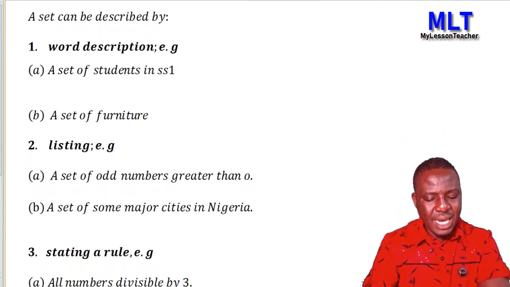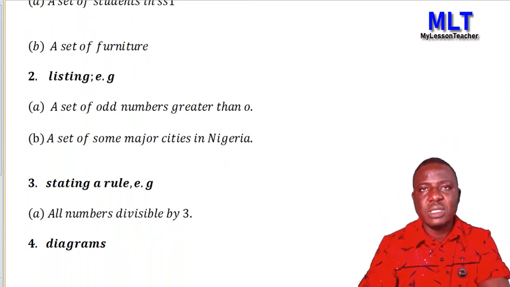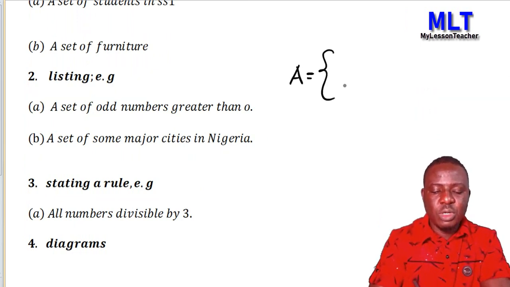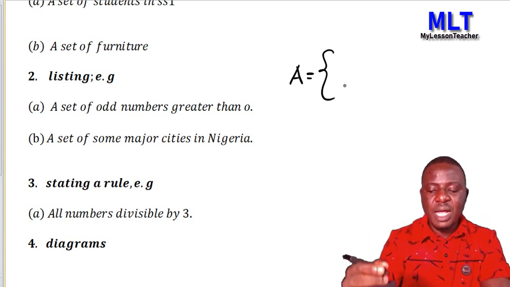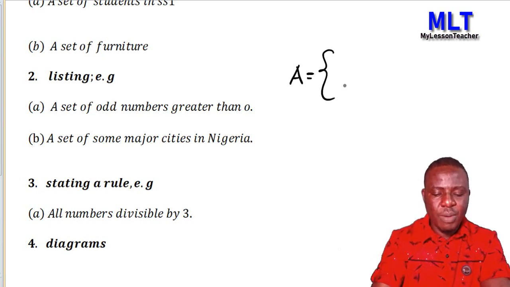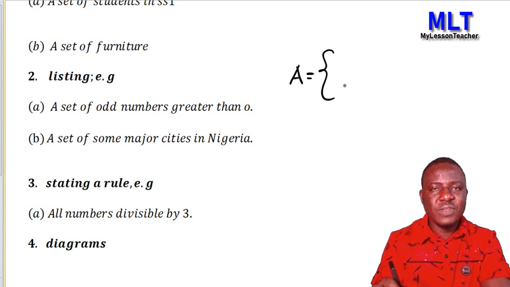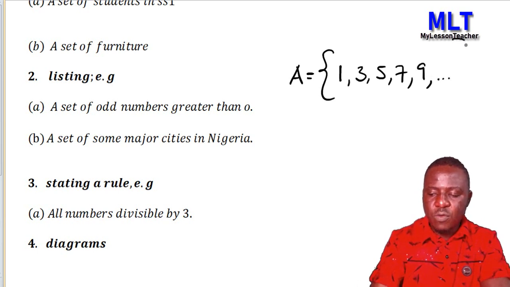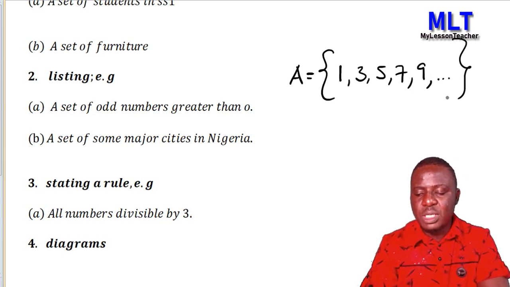Also, a set can be described by listing out the members of that set. Example, a set of odd numbers greater than 0. Let that set be set A. So by listing, we define it like this: A is equal to... by description, it has already been said that it is a set of odd numbers greater than 0. So what you are expected to do is to list out all those odd numbers that you know that are greater than 0. And remember, odd numbers are numbers that are not divisible by 2 without a remainder. So we have 1, 3, 5, 7, 9, and so on and so forth. They are numerous. So this is what we mean by set description by listing.